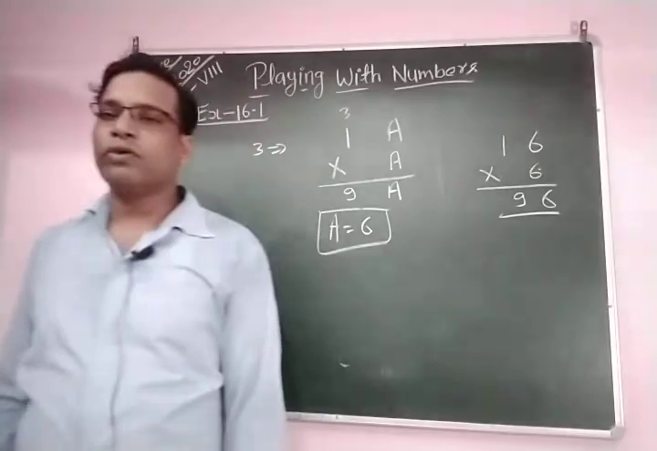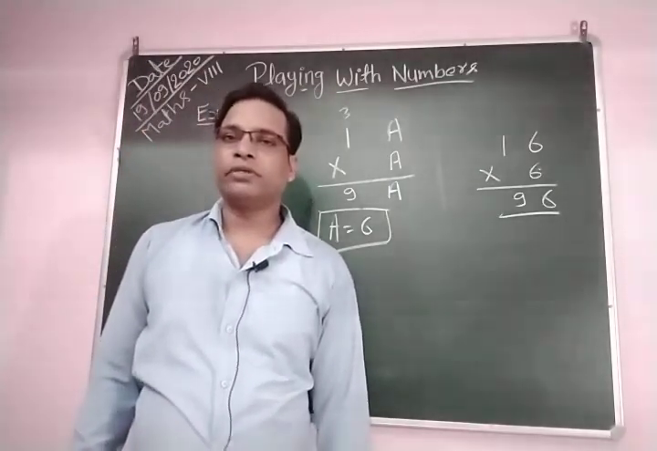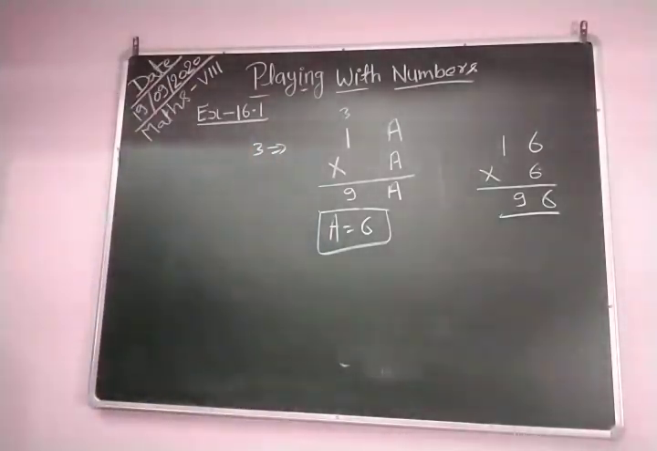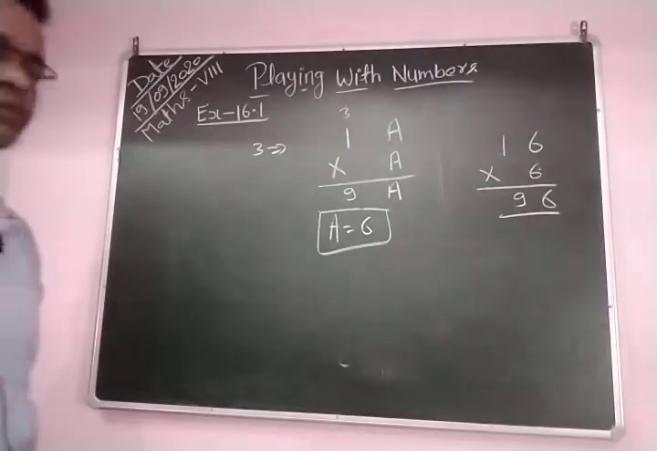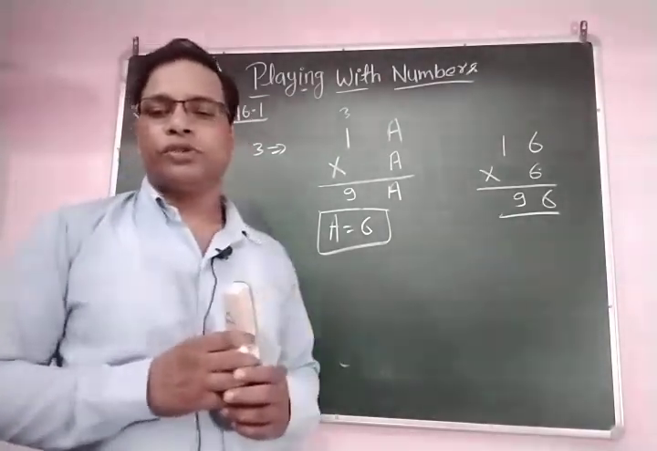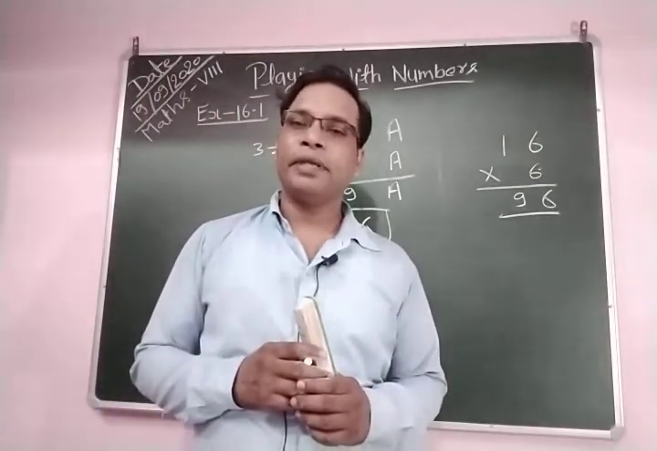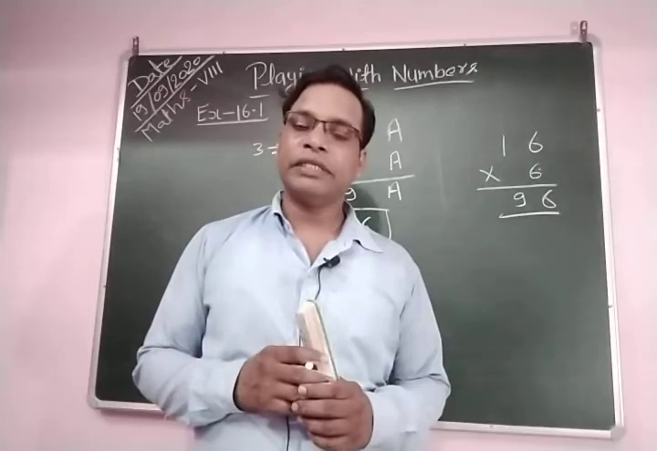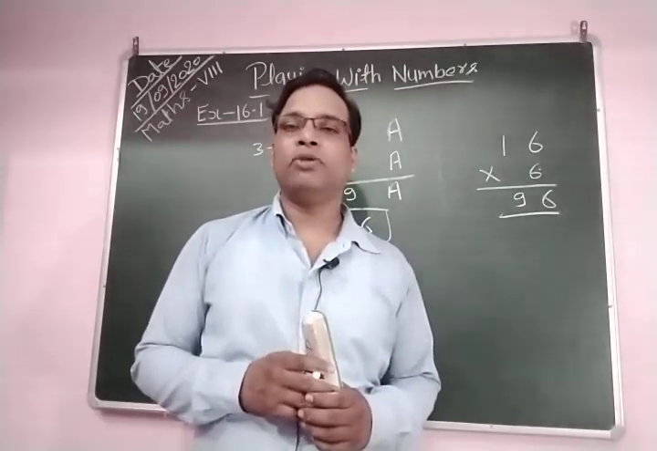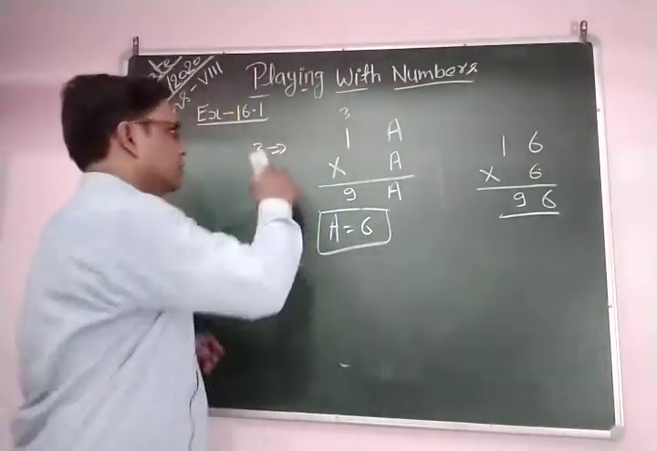Now we are going to discuss the next question. What is the next question? Question number 4. So let's see what is question number 4. Question number 4 is AB plus 37 is equal to 6A. So let's see how to find the value of A and B in question number 4.